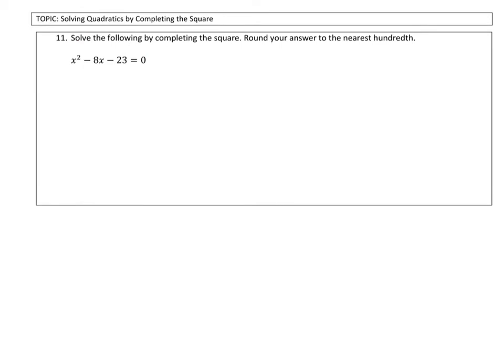Number 9 is another method that we learned for solving quadratic equations: completing the square. The first step is to get it into the x squared plus bx equals c form. So I have to move my 23 over, and I'll have x squared minus 8x equals 23. Next, we need to determine what half of b, squared, is. My b value is the number in front of my x, and I want to take half of that, so negative 8 divided by 2, and then square it.